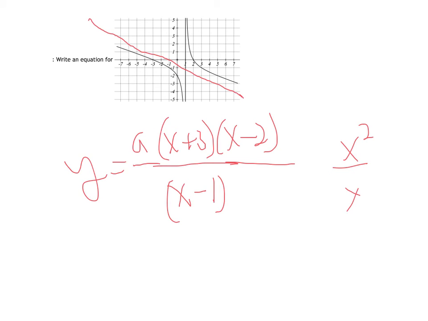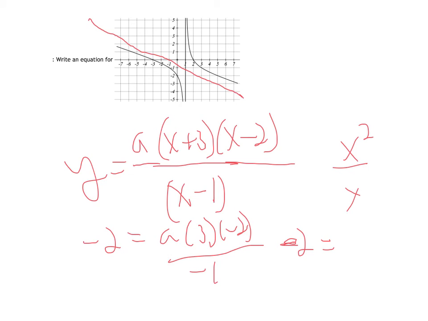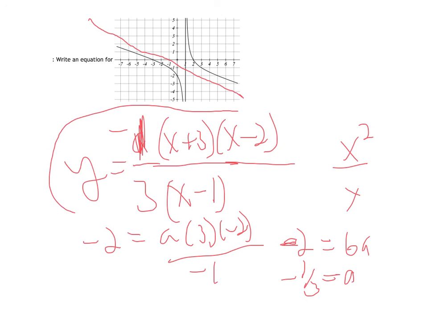So I'm seeing when x equals 0, y equals negative 2. So that's 3 times negative 2 over negative 1, which is negative 2 equals 6a. A equals negative 1 over 3. So instead of a, I'll write negative 1 over 3. And that should be the graph of that function, or the equation this is the graph of.